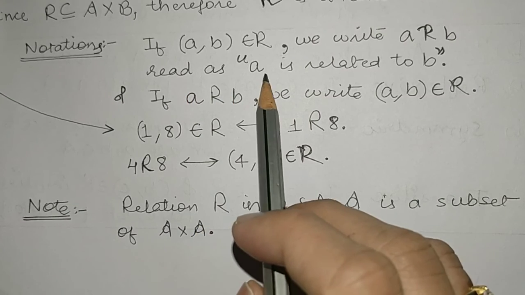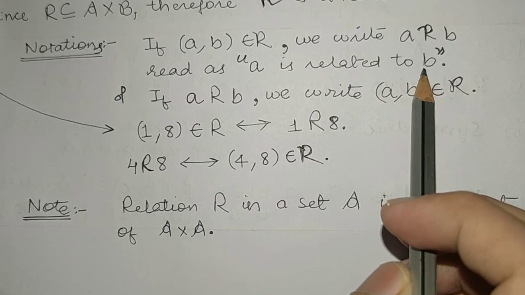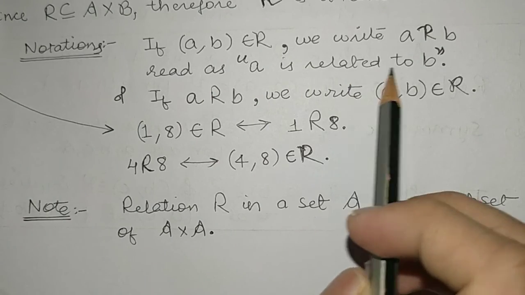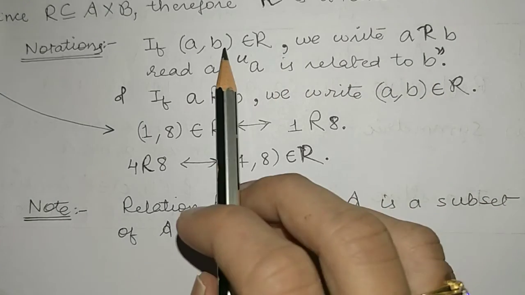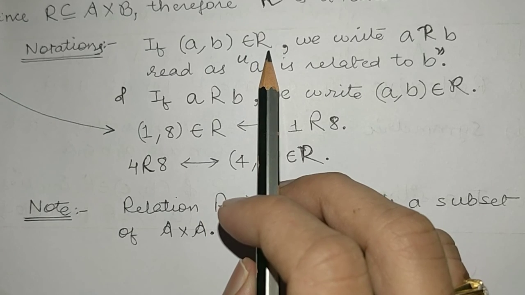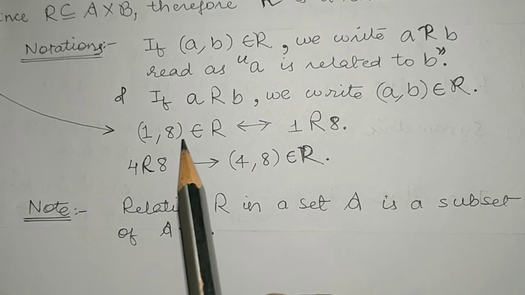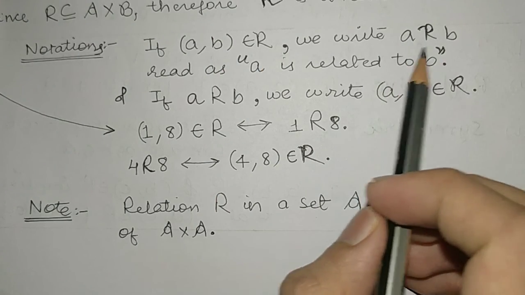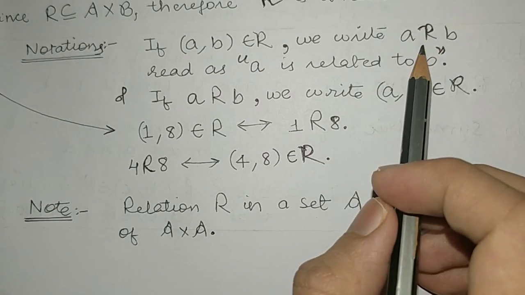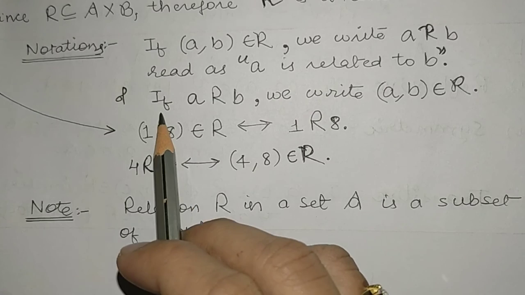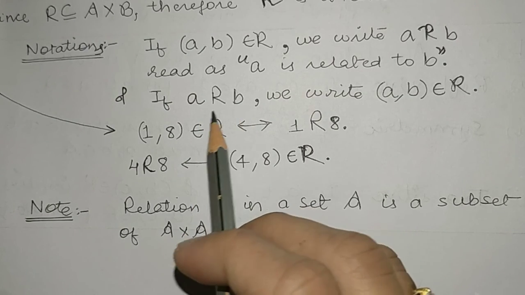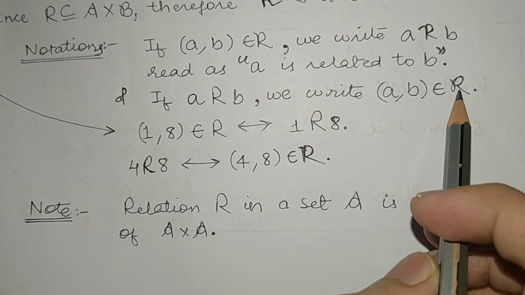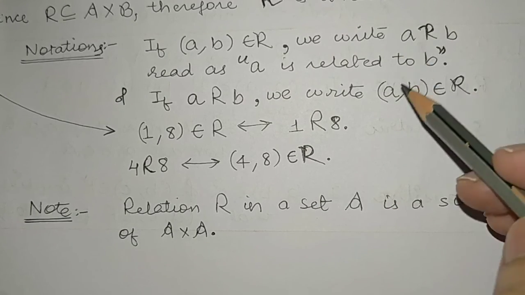So what is it read as? It is read as A is related to B. So A R B means A is related to B. Now when A comma B belongs to R, this notation is very important. If the element A comma B belongs to R, we can also write it as A R B, that is A is related to B. Now what if A R B is satisfied? That is A is related to B. We can write A comma B belongs to R.